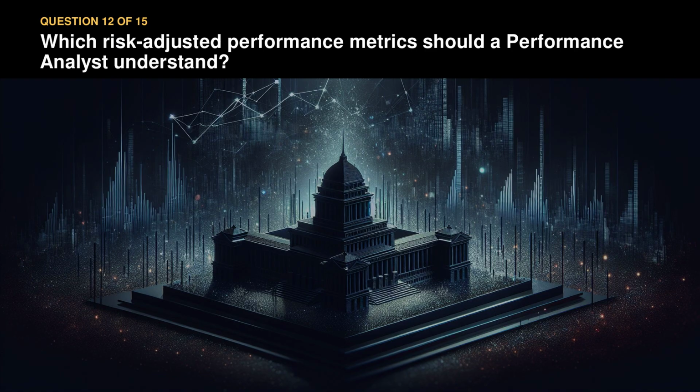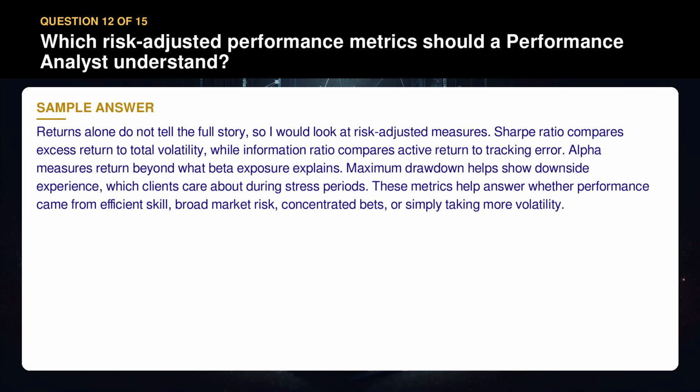Question 12. Which risk-adjusted performance metrics should a performance analyst understand? Returns alone do not tell the full story, so I would look at risk-adjusted measures. Sharpe ratio compares excess return to total volatility, while information ratio compares active return to tracking error. Alpha measures return beyond what beta exposure explains. Maximum drawdown helps show downside experience, which clients care about during stress periods.